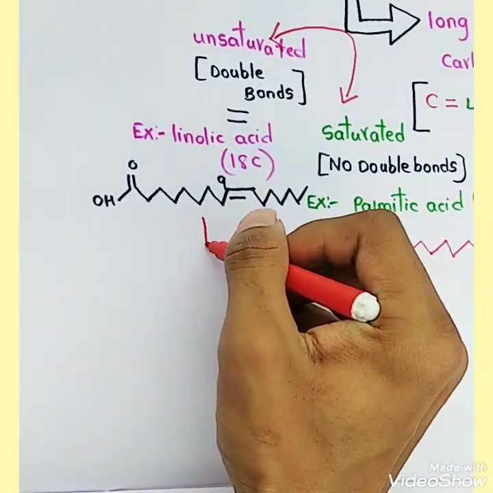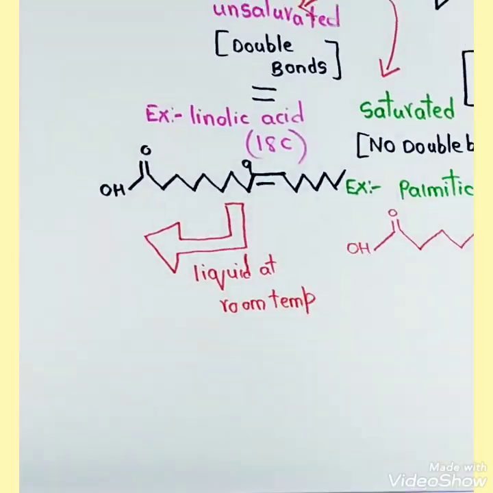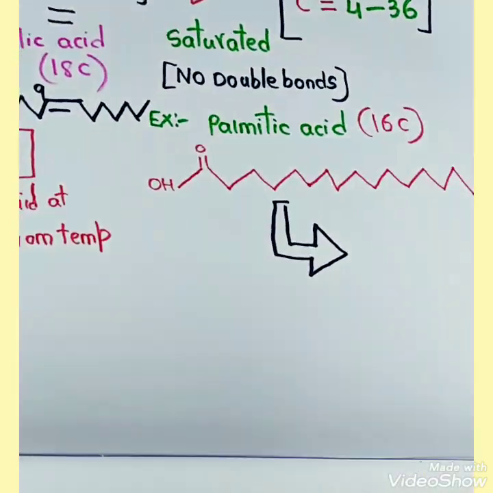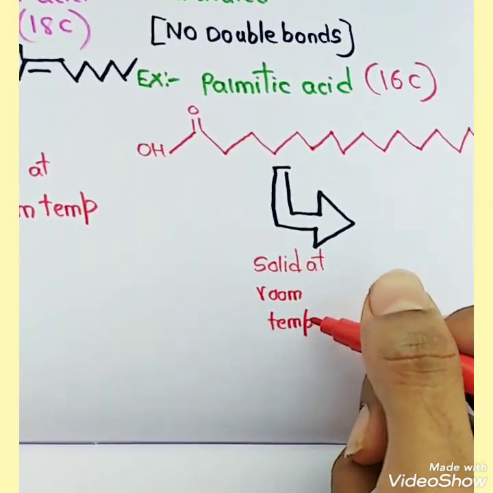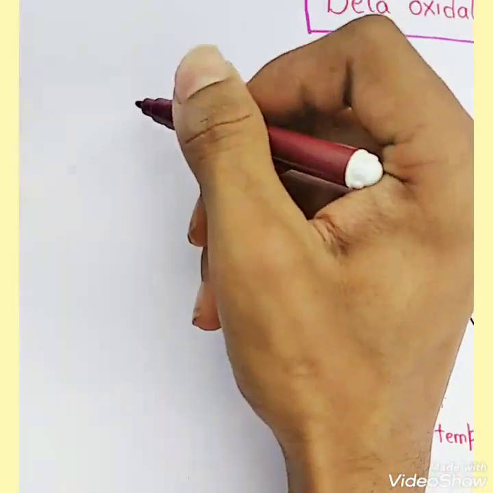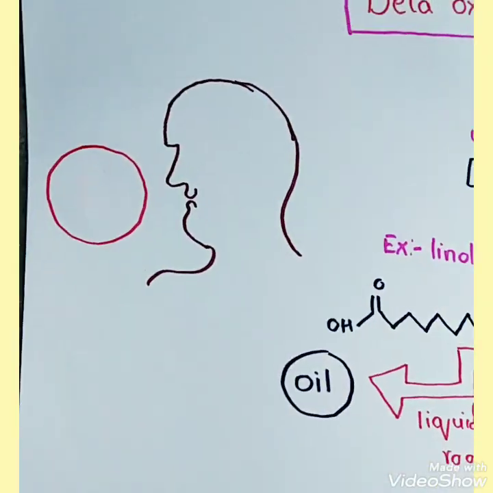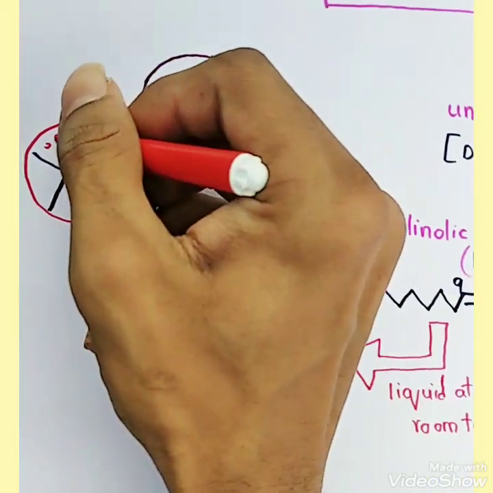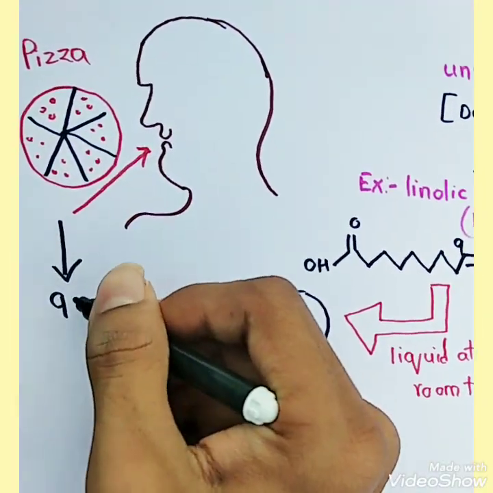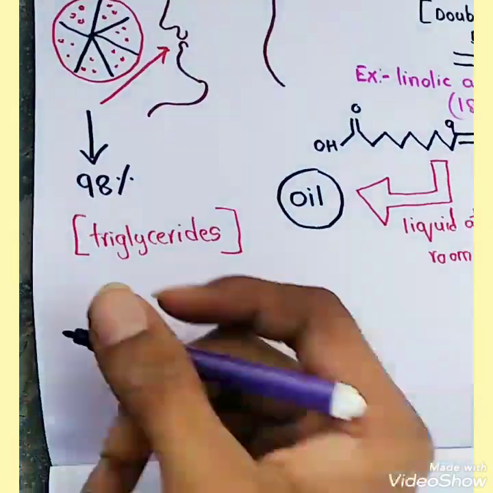at the 9th position. These unsaturated fatty acids exist as liquid at room temperature, so they are termed oils. And the saturated fatty acids exist as solid at room temperature, so they are termed fats, such as butter and ghee. Once we look at our dietary lipids, the lipids we take in our diet, such as this delicious pizza having the cheese and the mozzarella, 98% of them are in the form of triglycerides or triglycerols.